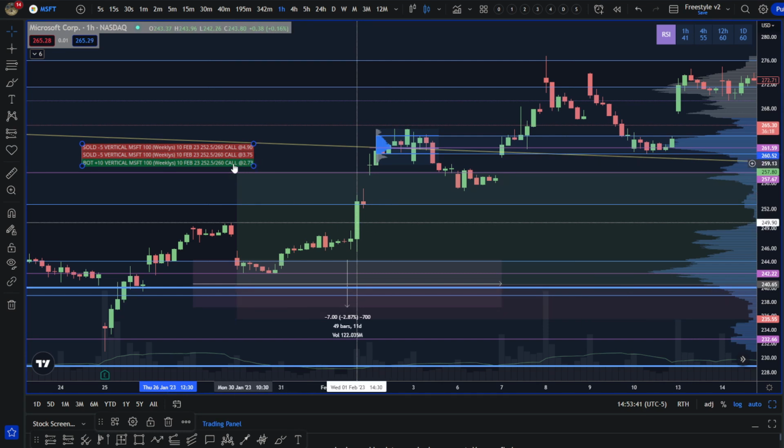The risk is capped because these vertical spreads cost 273 per spread, and I bought 10 of them. In total, that's your max risk, right? 273 bucks times 10, 2,700 bucks. That's your max risk. You cannot lose more than that on this trade, even if it goes completely to zero. Because they were February 10th, they're not going to go to zero. They still have a bunch of time value left on those, right?